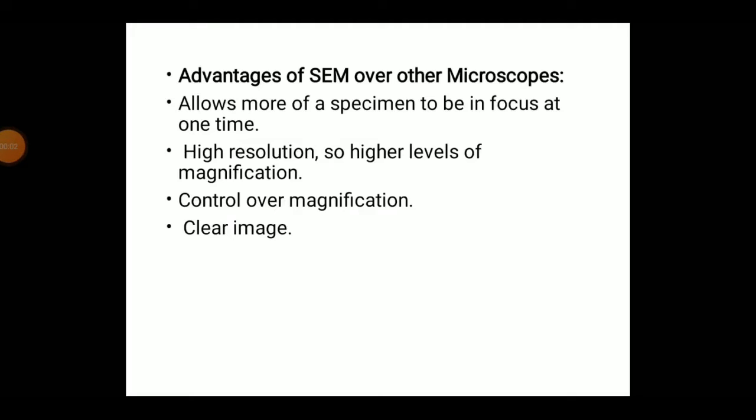Next we'll look into the advantages of SEM, or scanning electron microscope, over other microscopes. The first advantage is that it allows more of a specimen to be in focus at one time. The next advantage, it will give you higher resolution. Closely spaced specimens can be magnified at much higher levels of magnification, so you will get a magnified image. Third, you have control over the magnification of your specimen image. And the fourth one is that you will get a clear image on magnification. So these are the four advantages of SEM over the other microscopes.